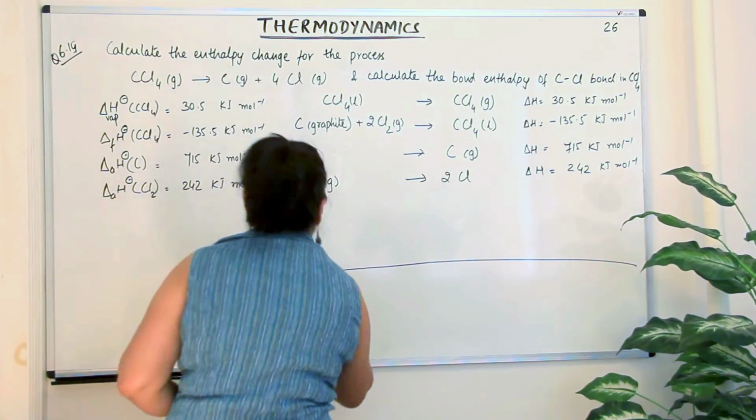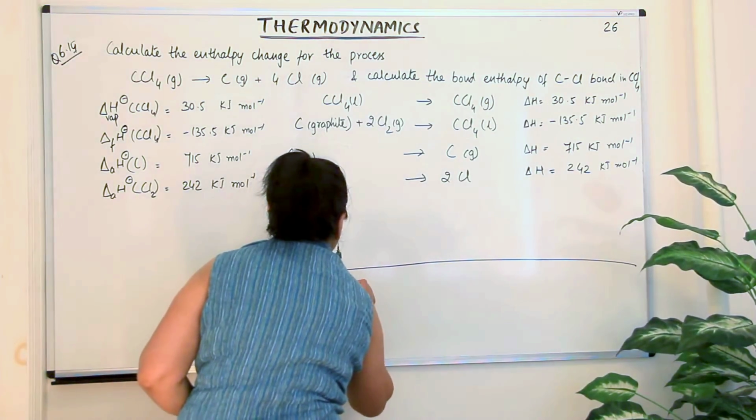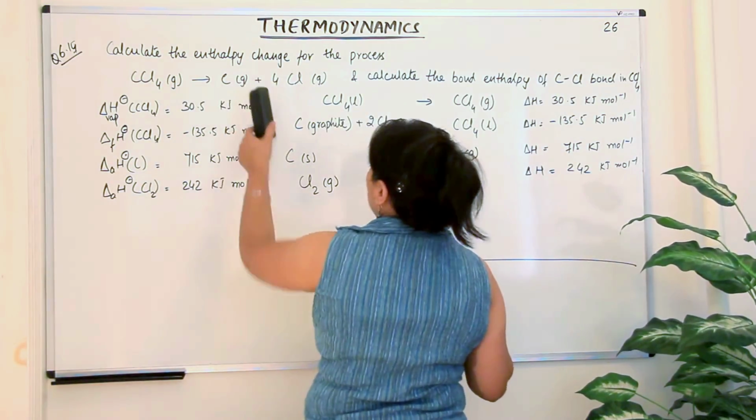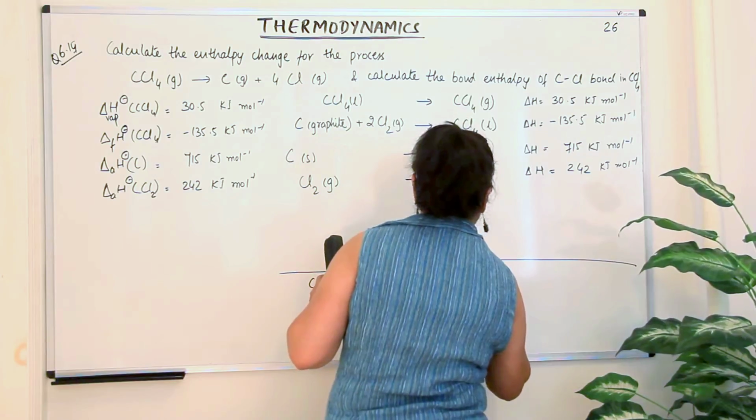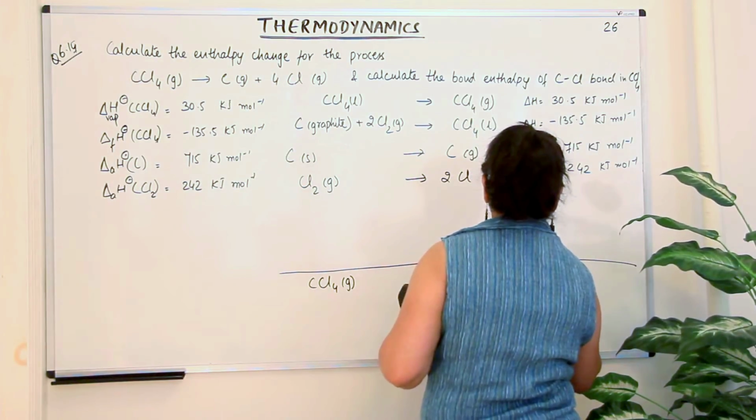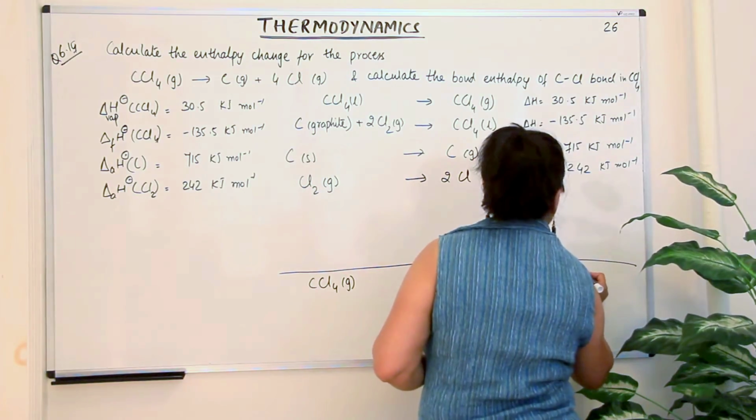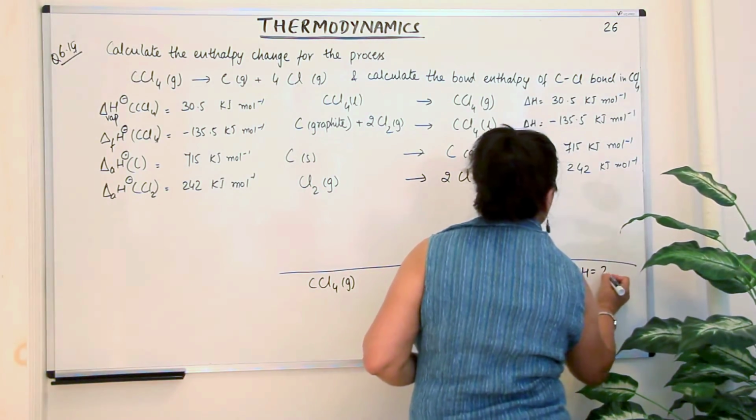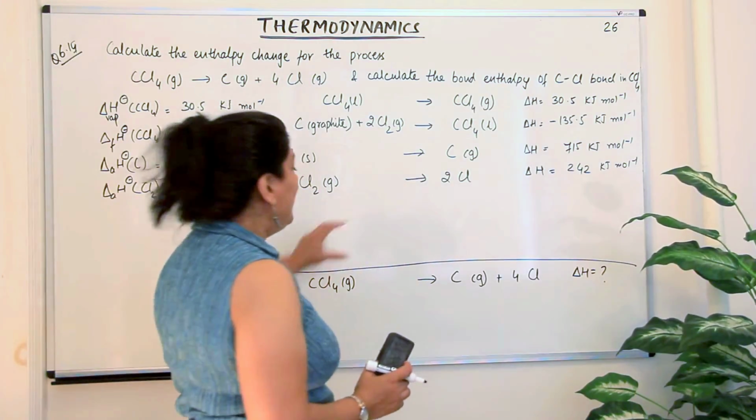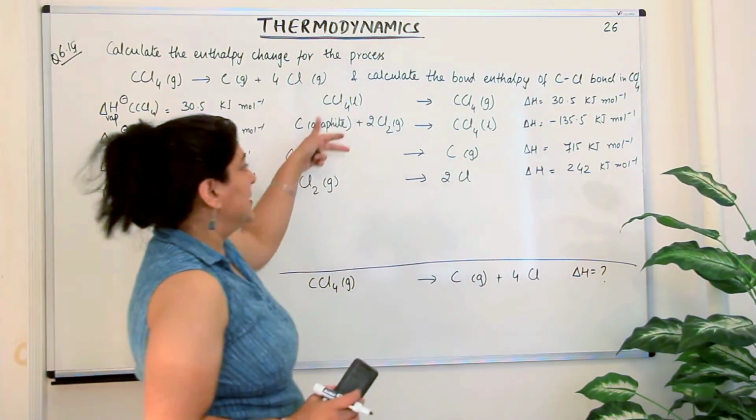The desired reaction is that you should have CCl4 in the gaseous state in the reactants, and in the products, what should you have? You should have carbon in the gaseous state, and you should have 4 chlorine atoms, right? And the enthalpy of this reaction is to be found. That is your question. How do we arrive at this using this information?